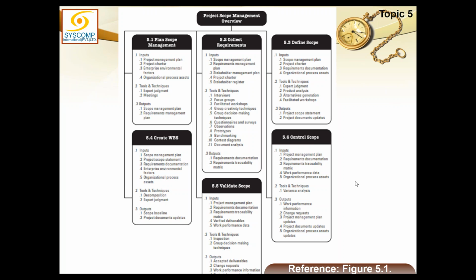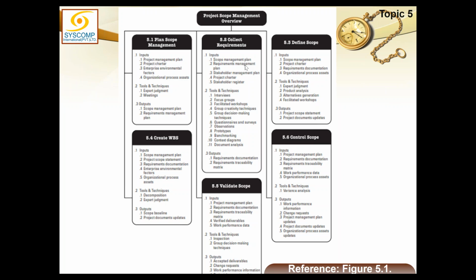Just like integration, we have put all the 6 processes of scope on one page. This shows all the 6 processes under scope management, the project scope management knowledge area. And here we have plan scope management 5.1 with all its inputs, tools and techniques and outputs. 5.2 is collect requirements and all that. Mohsen, if you want to see, you can look at 5.2 and 5.1 and see what the outputs are. We have the scope management plan and we have the requirements management plan.